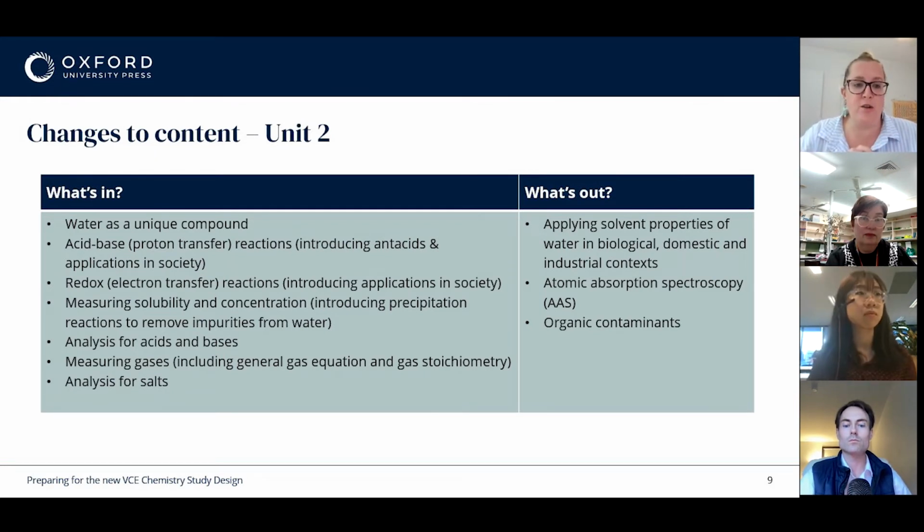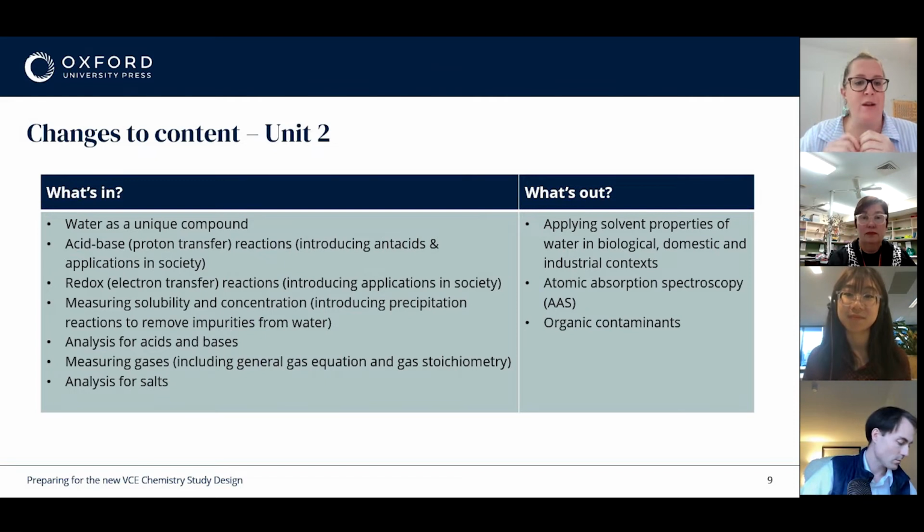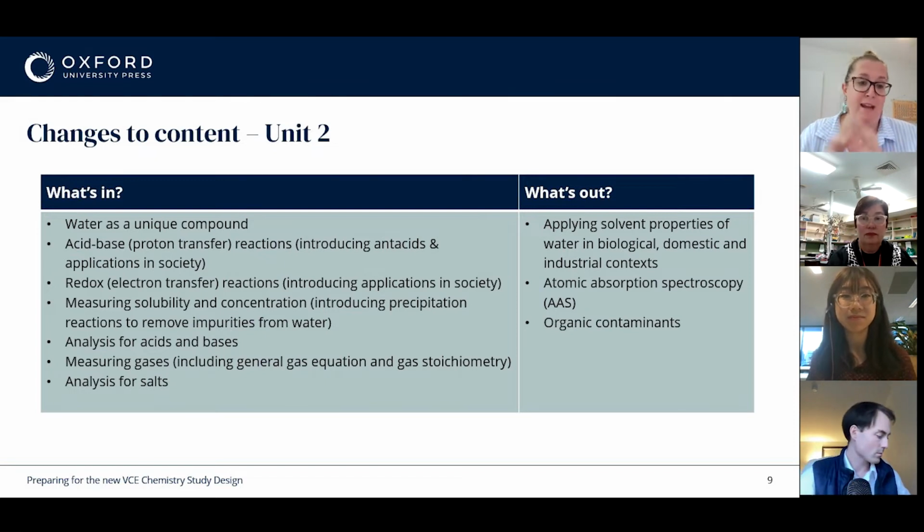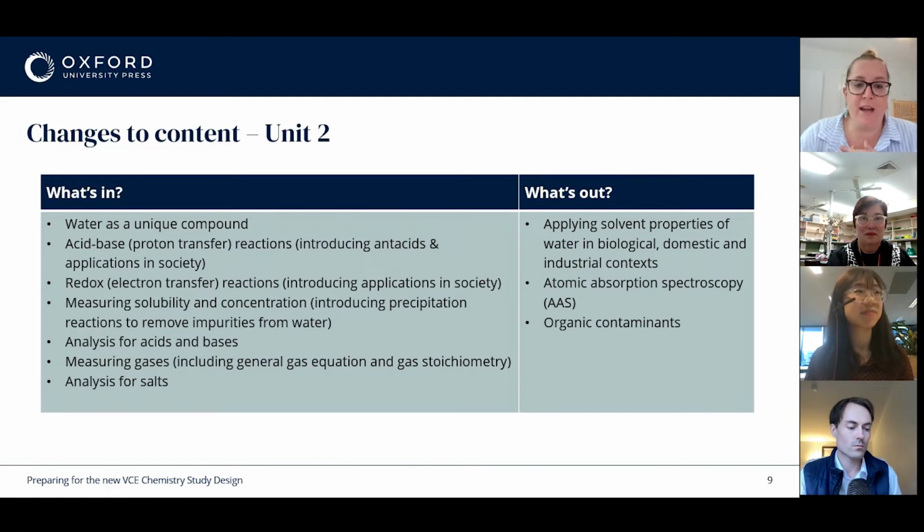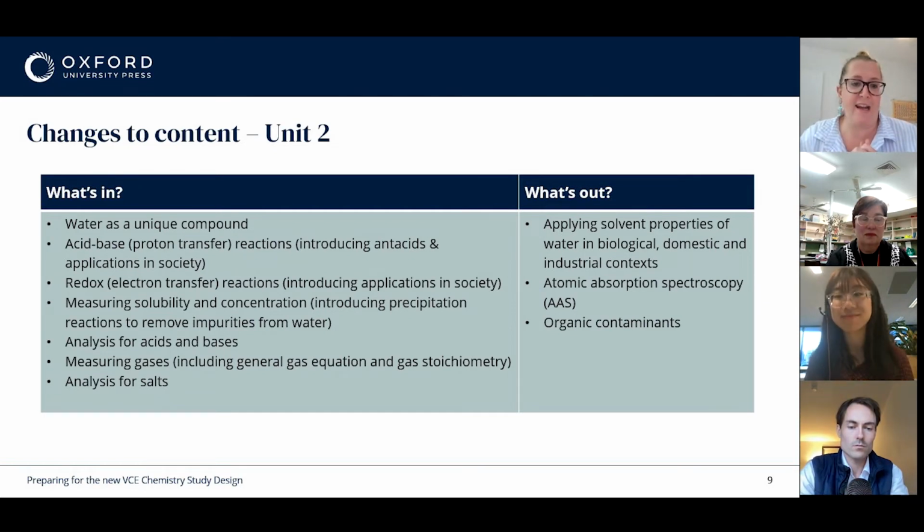goes, as we know, into Units 2, 3, 4. Measuring solubility and concentration, and precipitation reactions come in here again, which was a bit exciting for me personally, to remove impurities from water. Analysis of acids and bases, really similar to what was already in there. Measuring gases is down from Year 12, or Units 3 and 4. So that gas stoichiometry, get them going early on that, and analysis for salts is in as well.